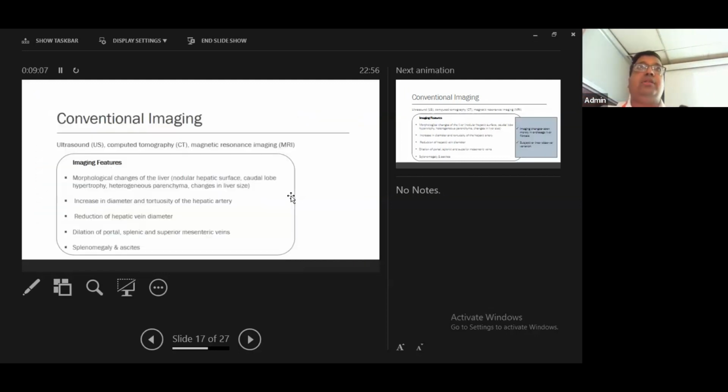We can use conventional imaging for the diagnosis of fibrosis, but in conventional imaging, we can diagnose fibrosis usually at the later stage, when the patient develops cirrhosis or very advanced fibrosis. The findings of significant fibrosis or cirrhosis on conventional ultrasound are a shrunken and nodular liver, dilated portal vein, splenomegaly, and collaterals.